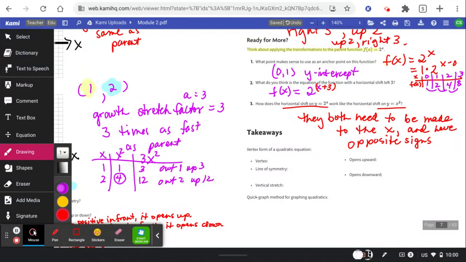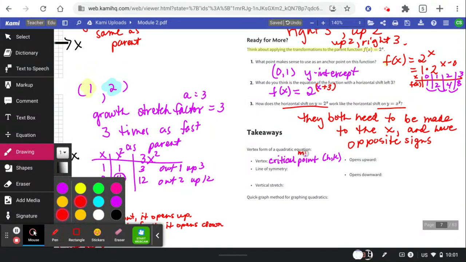All right, looking at these vocab words, when I say them, do you know them? Vertex is the critical point of your parabola. We now know that its letters are h, k, and we also know that it is the minimum or the maximum of your graph of the parabola. The line of symmetry goes straight down the middle of your graph, and it's the line that divides the graph in half.